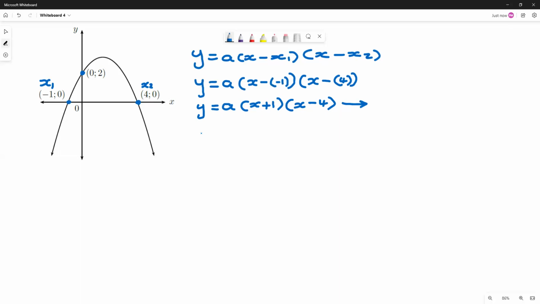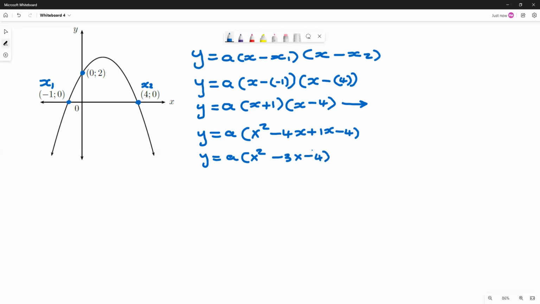So here we're going to have y equals a, and then we're going to FOIL here. x times x is x squared. x times -4 is -4x. Then this times that will be plus 1x. Then this times that will be -4. Then this simplifies to a(x squared minus 3x minus 4).